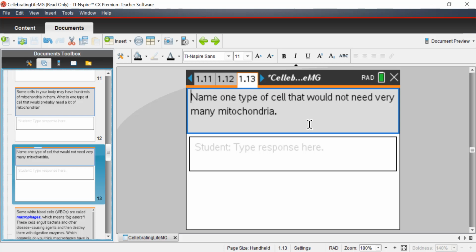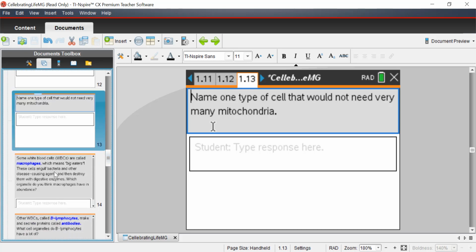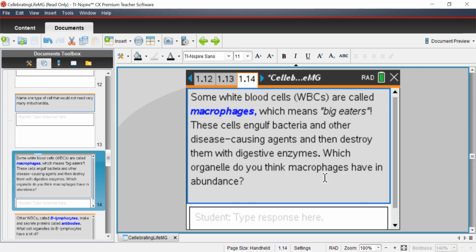And so those are a couple of types that don't require as many mitochondria. All cells should have mitochondria, but some cells have more than others. Okay, page 14. Some white blood cells, WBCs. Remember, your blood is red, and that's because it's mostly composed of red blood cells. Well, you also have less of these, but these white blood cells are very important.